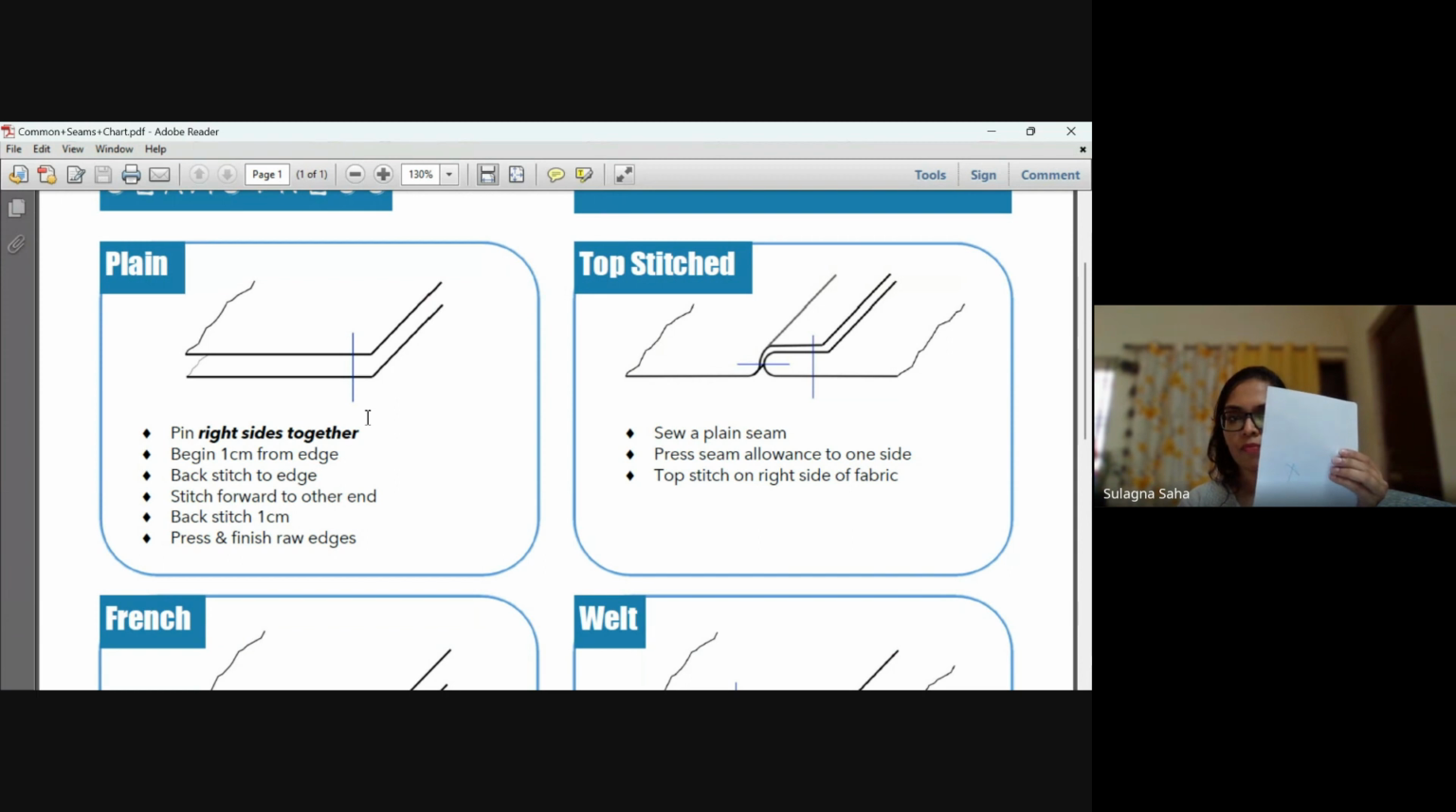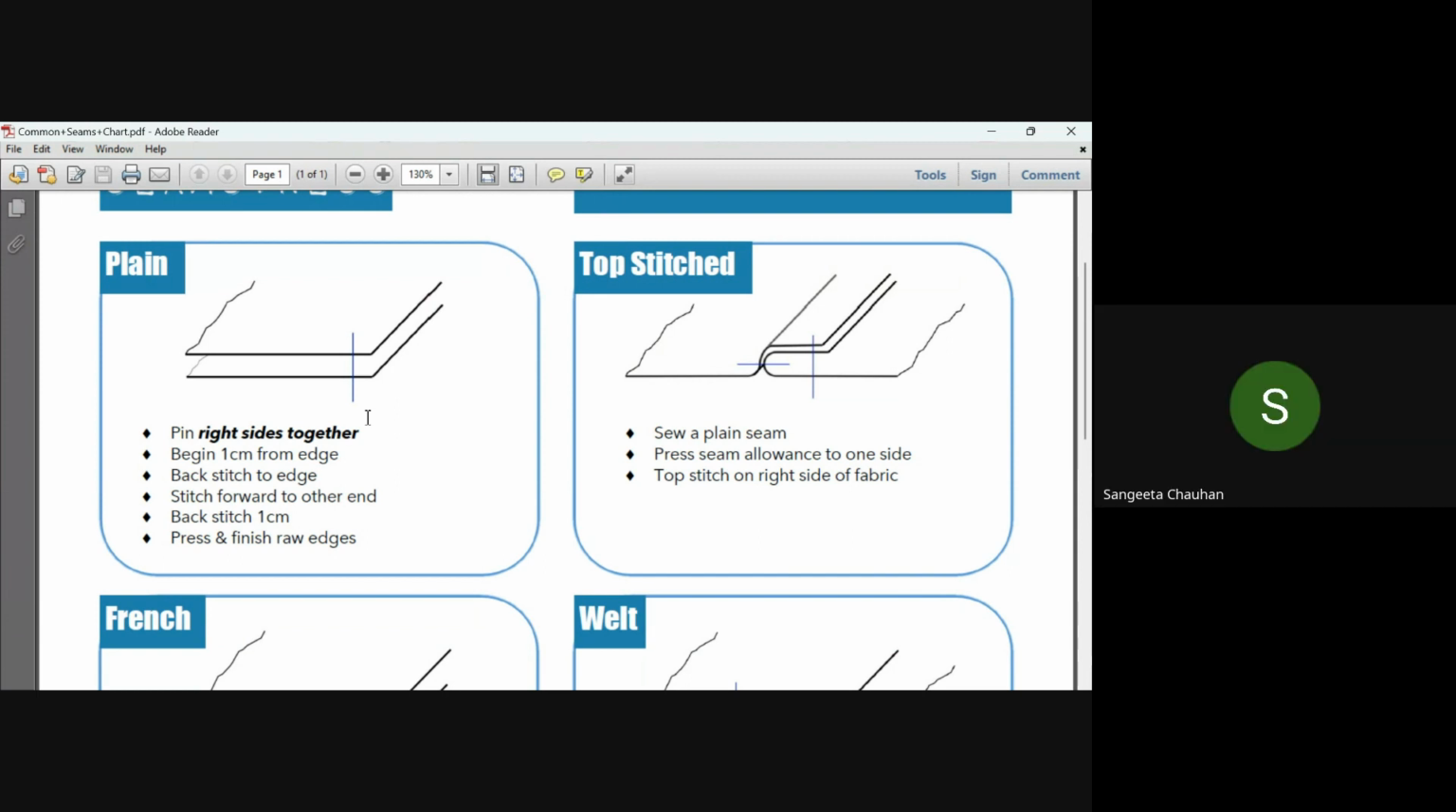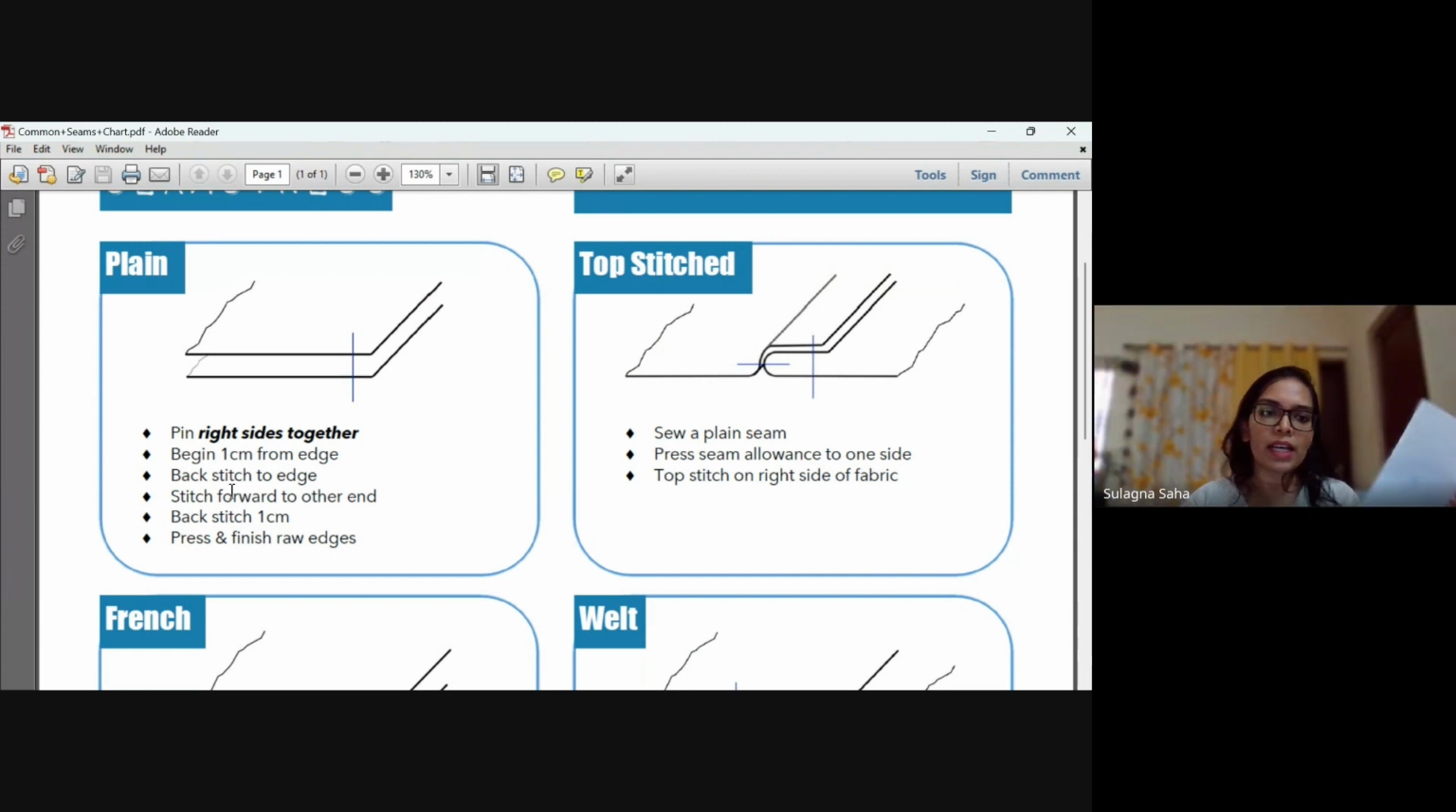Yes, ma'am. Here, look, this is what is shown. So pin the right sides together. From the edge, 1 centimeter away, you are stitching, and this line is the stitch. You see the blue line, it is the stitch. You make sure that you are doing a back stitch here, and throughout you are making a stitch, and this completes my plain seam.